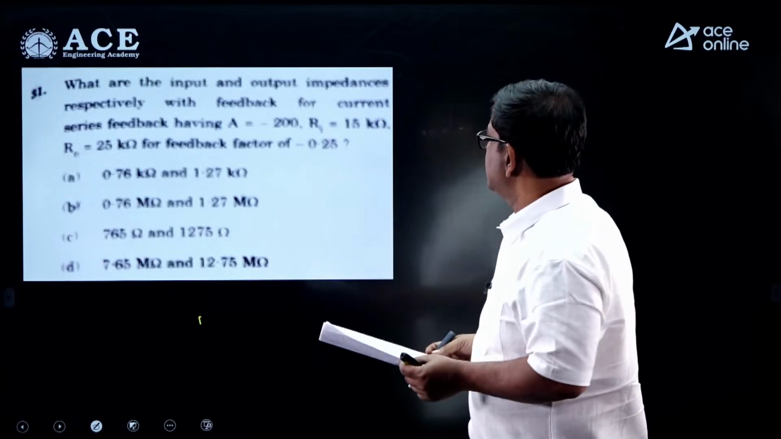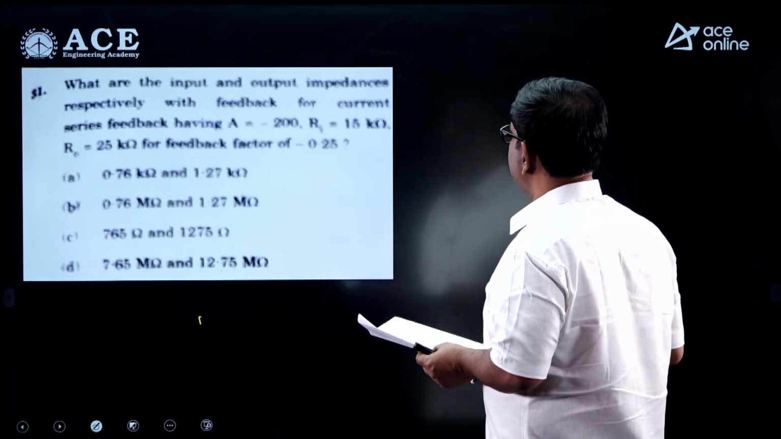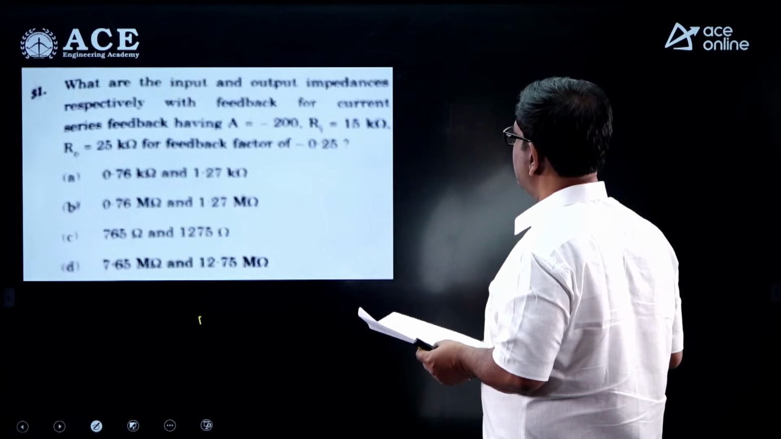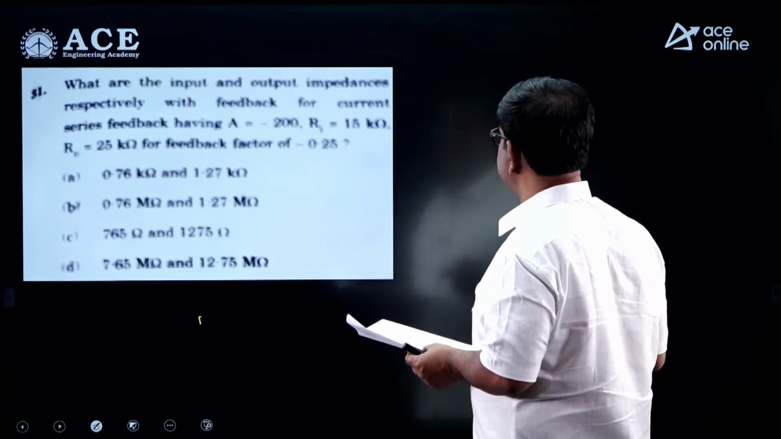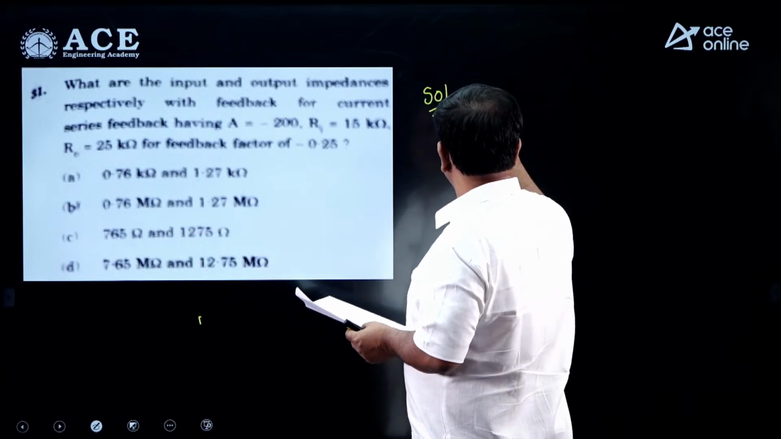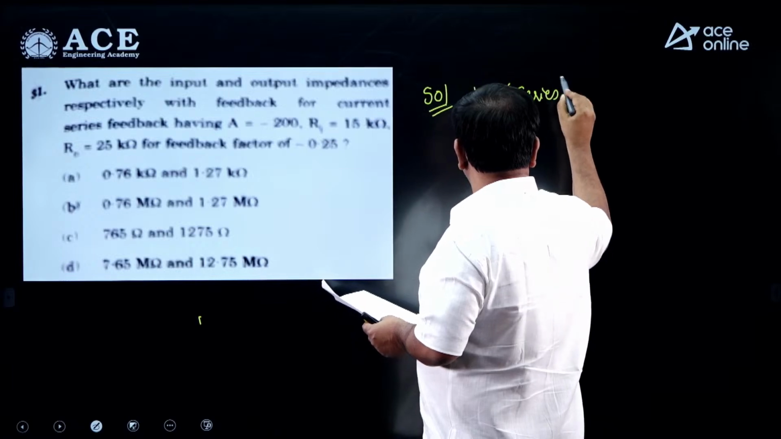Okay. So let's look at analog circuits. What are the input and output impedance respectively with feedback for current series circuit? So this is series feedback. So the input is in series form, output is also in series.